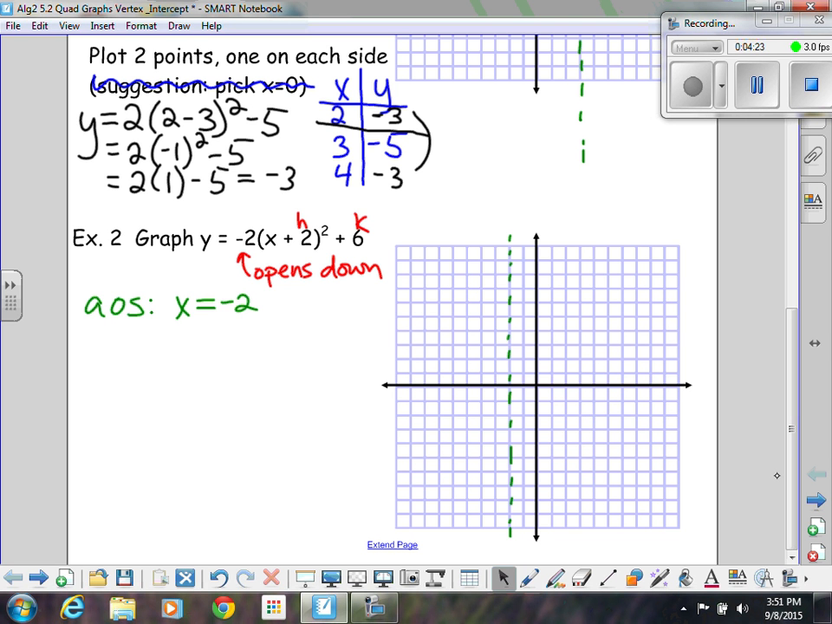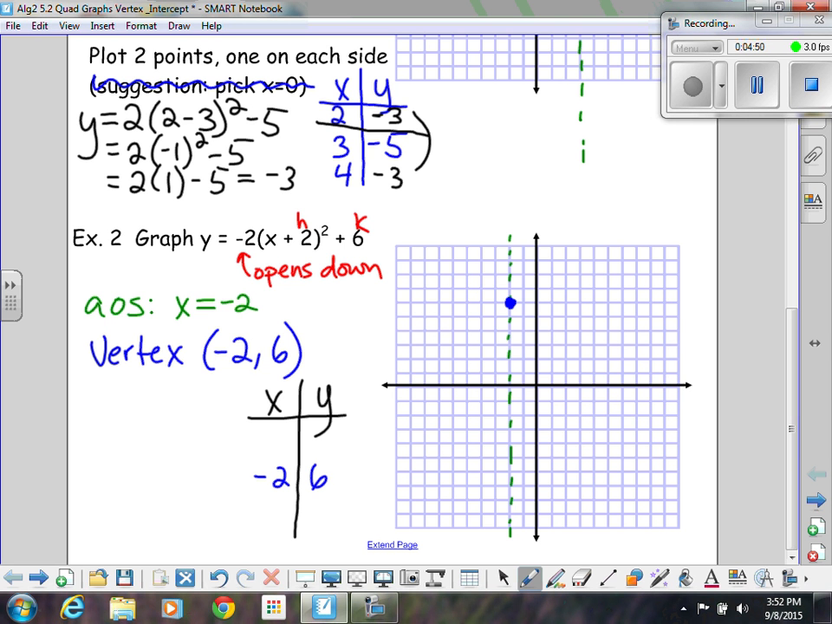Now I'm going to plot my vertex. My vertex is h comma k, so that's going to be negative 2 comma 6. If I go to there, 1, 2, 3, 4, 5, 6, that's right there. And then I'm going to pick some points on either side of my vertex. Remember, my vertex is in the middle, negative 2 comma 6.